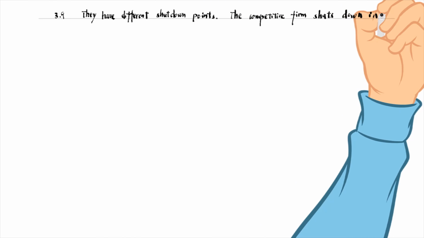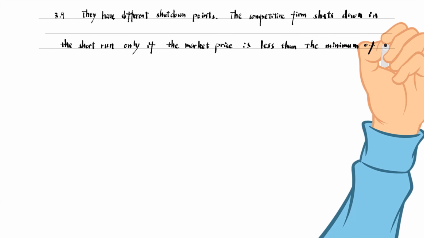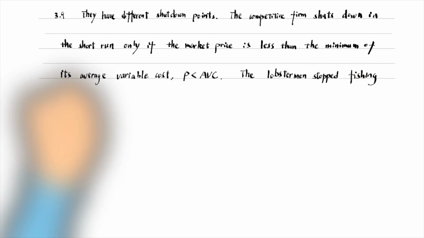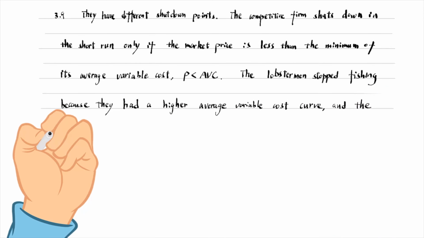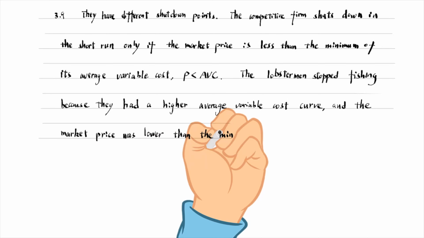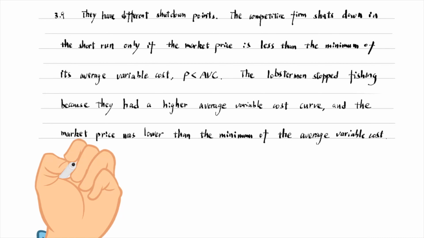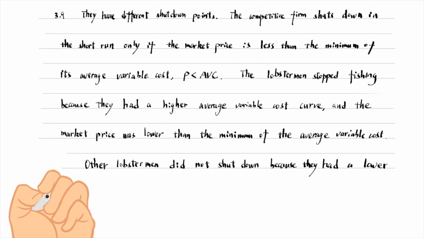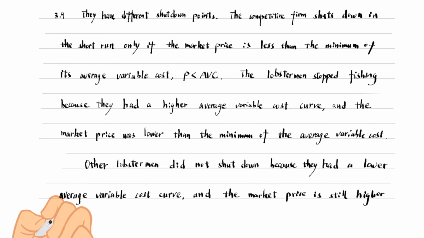The competitive firm shuts down in the short run only if the market price is less than the minimum of its average variable cost. The lobstermen stopped fishing and shut down because they had a higher average variable cost curve, and the market price was lower than the minimum of the average variable cost. Other lobstermen did not shut down because they had a lower average variable cost curve, and the market price was still higher than the minimum of the average variable cost.